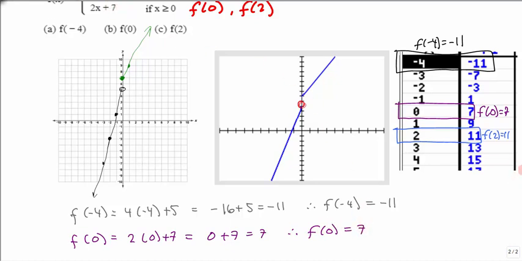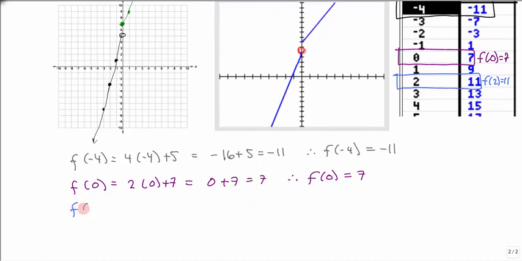And then our last one, f of 2, and again, that goes into the bottom one as well because of the domain restriction. So I have 2 times 2 plus 7. 2 times 2 is 4. 4 plus 7 is 11. So there we have f of 2 equals 11. So again, all of these values agree with the table and by hand. So it's a really nice way to go ahead and check your work to verify that your solutions are correct.